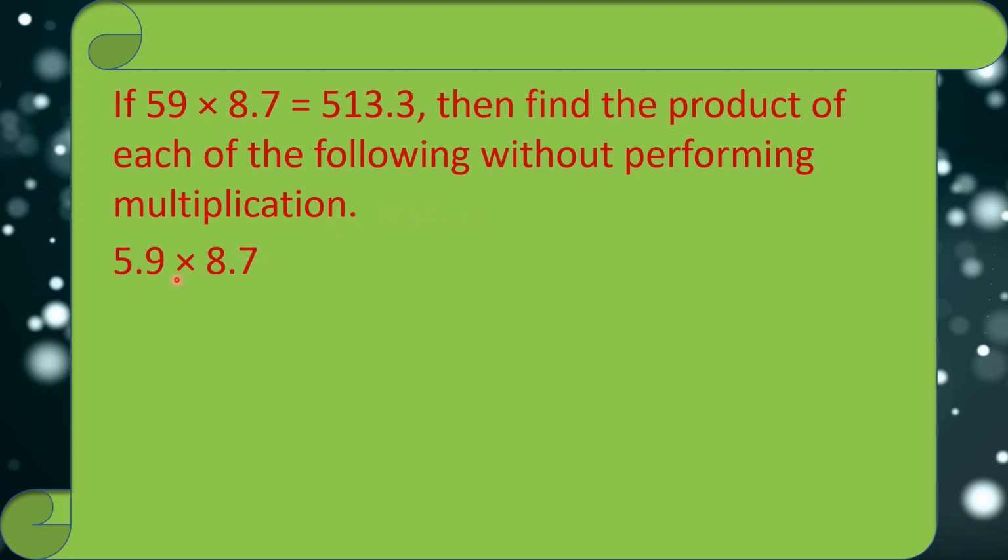How can we do it? Just observe this and observe this question. Digits are the same. Here is 59, here is 5.9, here is 8.7, here is also 8.7. Digits are the same. The difference is of just decimal places. So what we need to do, the answer digits will be the same. The difference will be of decimal places. So how will we write this answer? 5133.